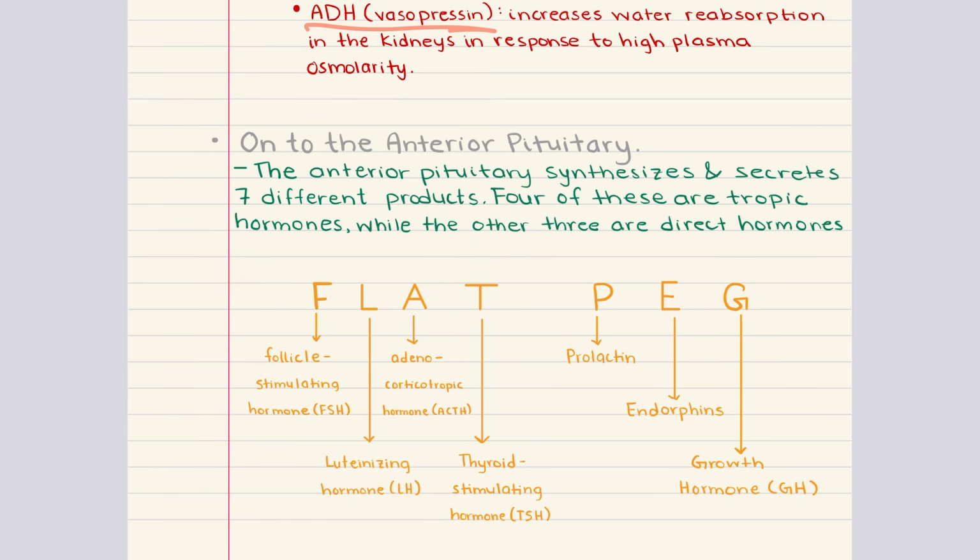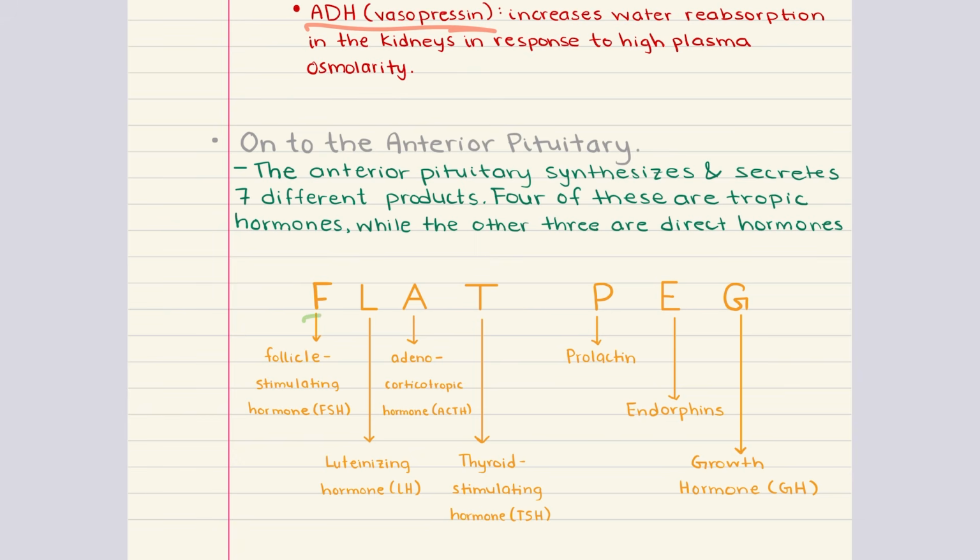In total, it produces 7 hormones, and they're divided into 2 categories. 4 of those hormones are tropic, meaning they stimulate other endocrine glands to release hormones. And then 3 of them are direct, meaning they act directly on non-endocrine target tissues. To help you remember them, we use the mnemonic FLAT PEG. We're going to go through each letter, what it stands for, and what that hormone does.